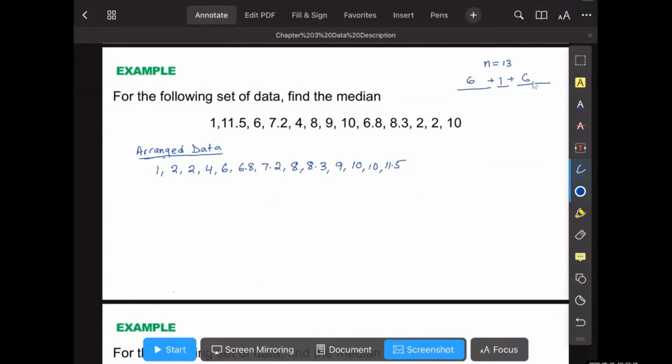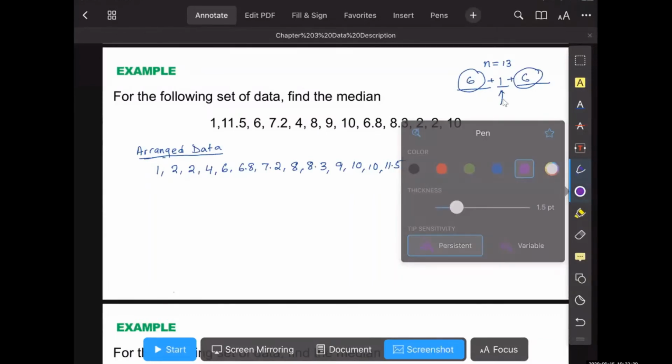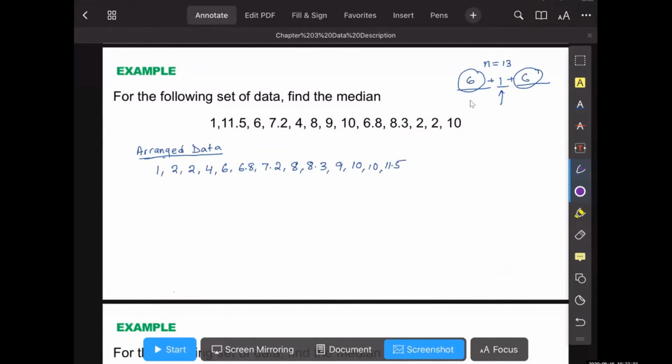Look at that. 13 is the same as 6 plus 1 plus 6. So 6 on this side, 6 on the other side, then you'll have 1 in the middle, right? So that 1 in the middle is the median. So we have an odd number. So we need 6 items first.